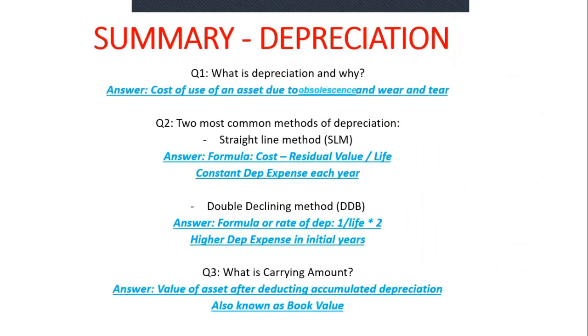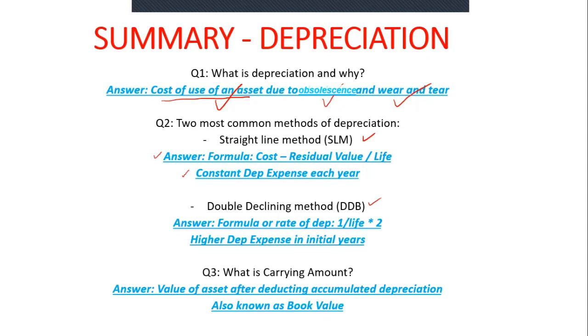So just to do a quick recap on this quick video on depreciation. What is depreciation? Depreciation is basically the cost of use of an asset, and why it is charged. It is charged due to obsolescence and wear and tear. The two most common methods of depreciation are straight line and double declining method. The formula to calculate depreciation under straight line method is cost minus the residual value divided by its useful life. So this is the formula. And another feature of this is that there's a constant depreciation expense each year, as we have seen in the previous slide.